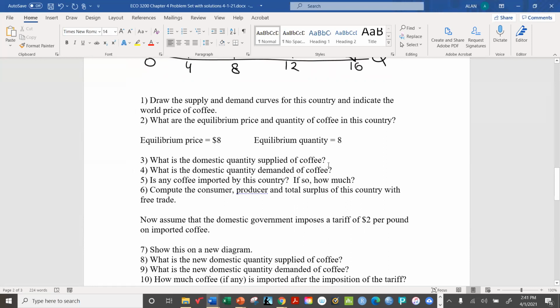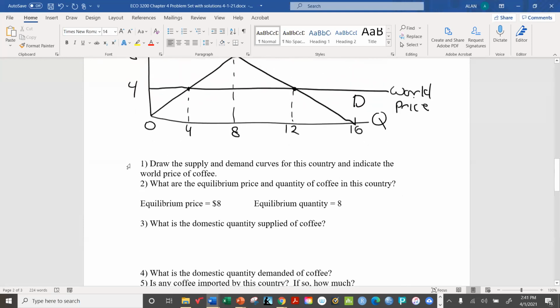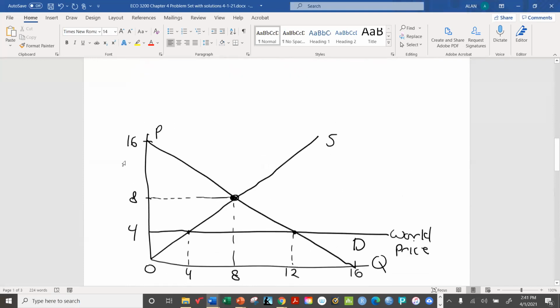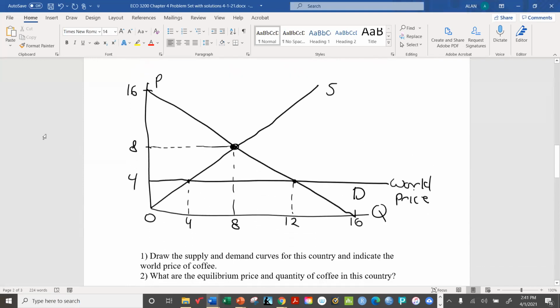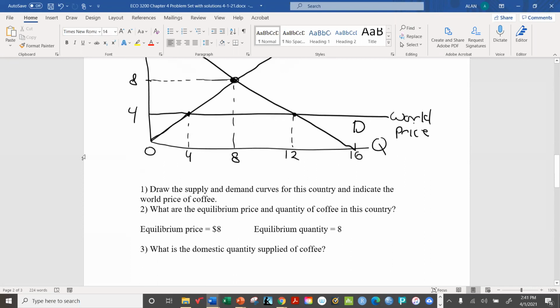Now, because of the world price being so low, only the first 4 million pounds of coffee are being supplied by domestic producers. We go up the supply curve until we hit the world price, and that shows that it's worthwhile for our domestic producers to produce 4 million pounds of coffee at such a low price.